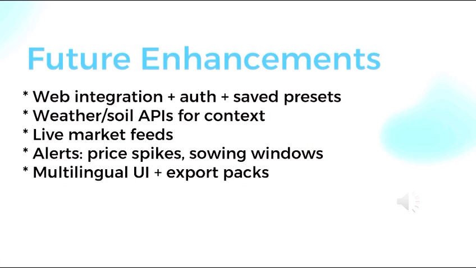Talking about the future improvements that can be done. Firstly, we will host it as a website with saved presets and a login page. Secondly, we will add weather and soil APIs to adjust yields and risk. Thirdly, we will bring live market prices and threshold alerts. Furthermore, we will add SMS or WhatsApp advisories for spikes and sowing windows. Lastly, we'll support multiple languages and one-click PDF or PNG exports.